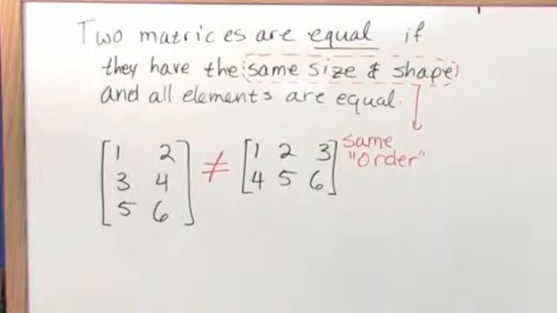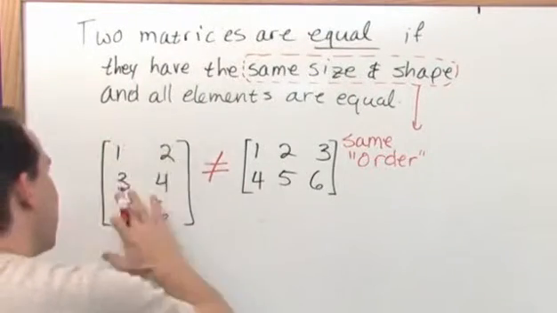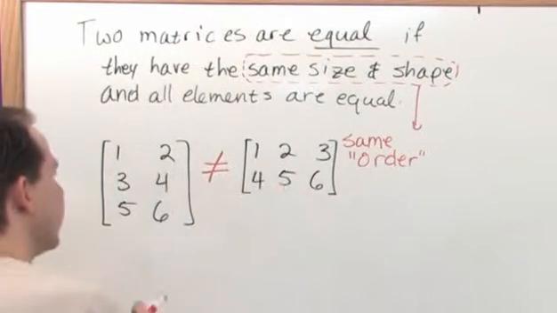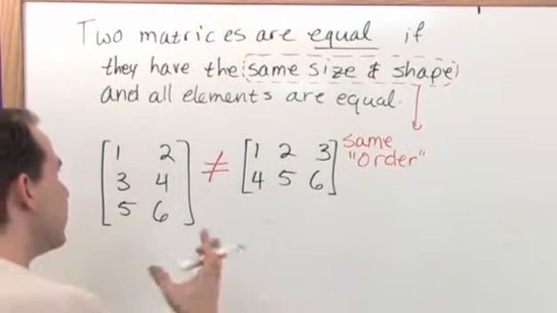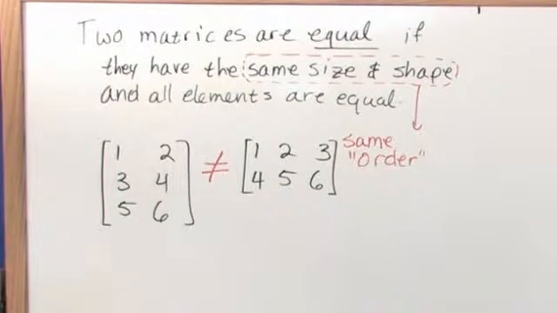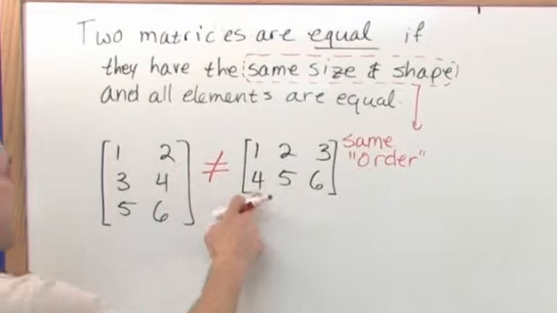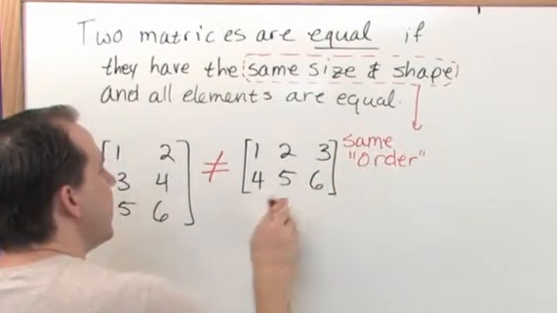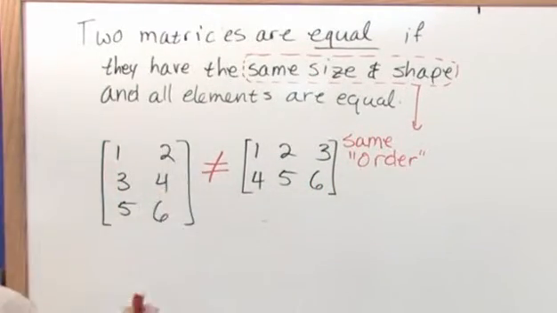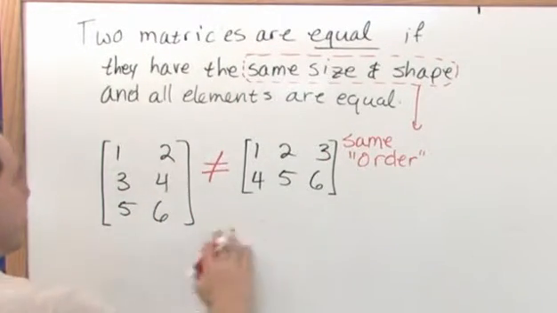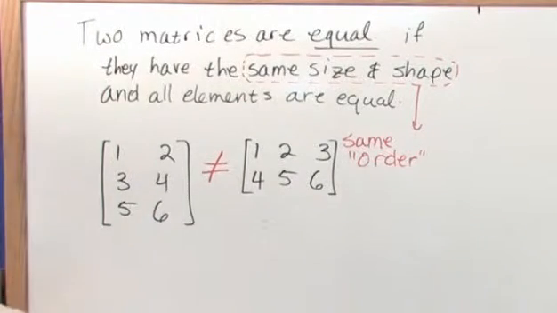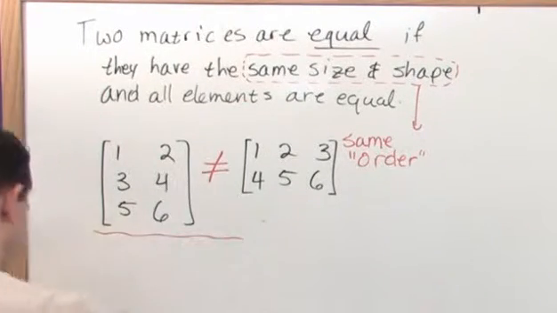They just aren't. It doesn't matter if they match exactly element for element, reading across. If they don't look the same, if they don't have the same size and shape, they're not equal. They have to look exactly the same. This one has 2 rows and 3 columns, which is obviously different than the 3 rows and 2 columns from before. So those are not equal, because they have a different shape. Okay? So let's look at another example.